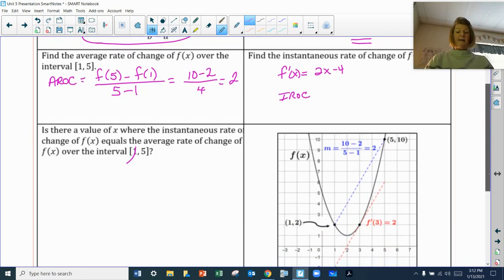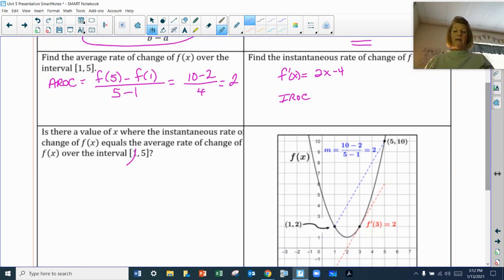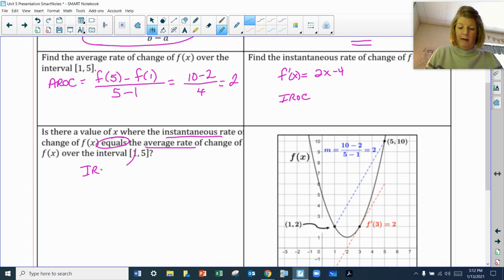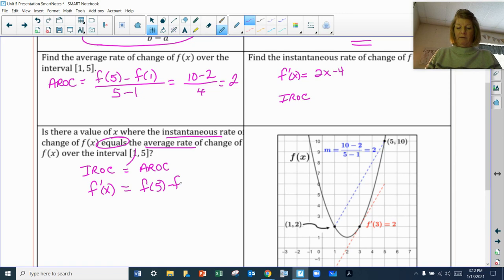Now, that next box says, is there a value of x where the instantaneous rate of change equals the average rate of change of f of x over the interval 1 to 5? They want instantaneous rate of change equaling average rate of change. I'm just going to document that's what I want to do. IROC equals AROC. Is there a place that happens? Oh, no. But let's check it out. We know what IROC stands for. That's f prime of x. And AROC was what we did up above, f of 5 minus f of 1 over 5 minus 1.